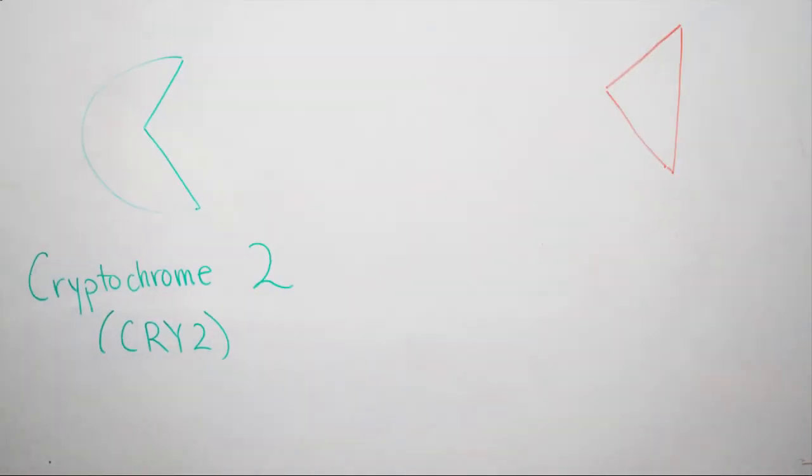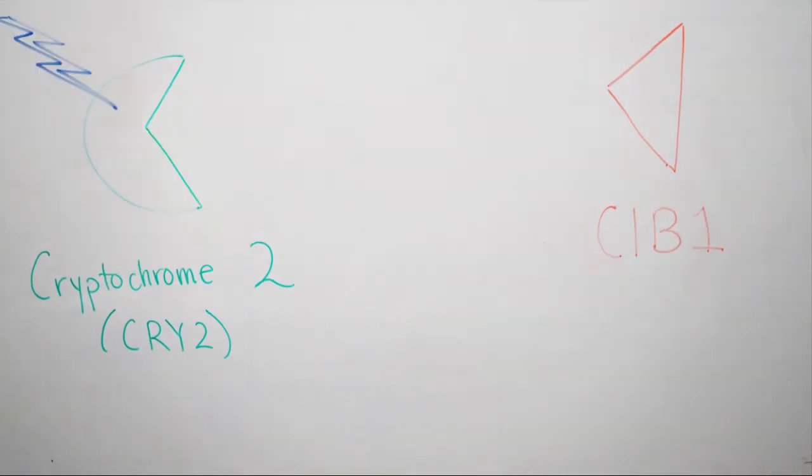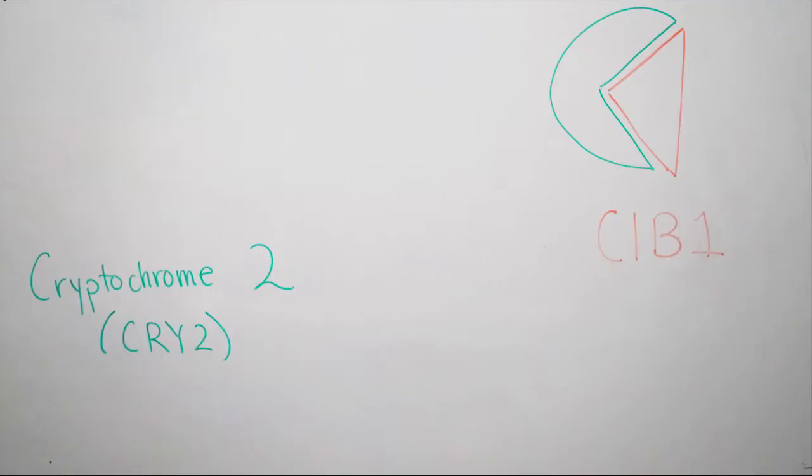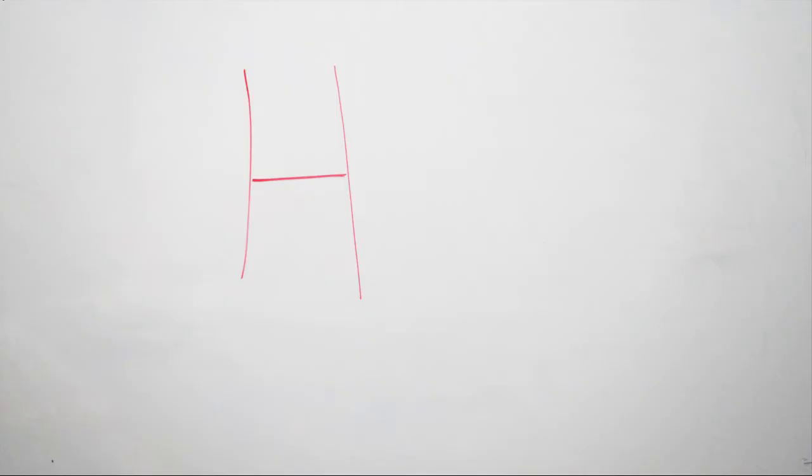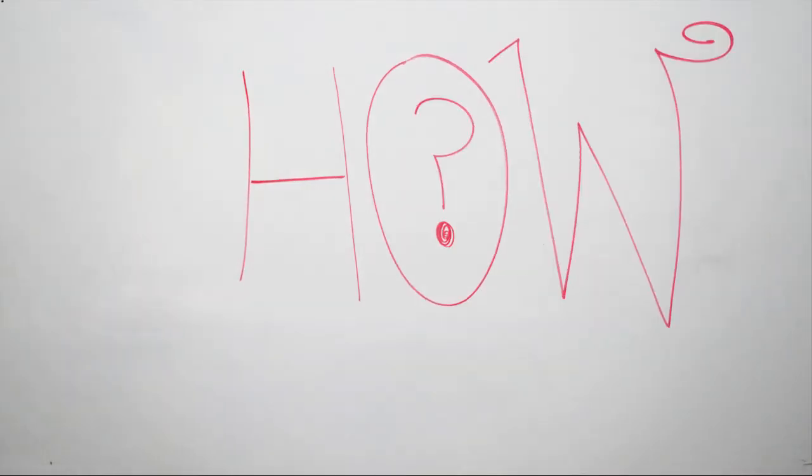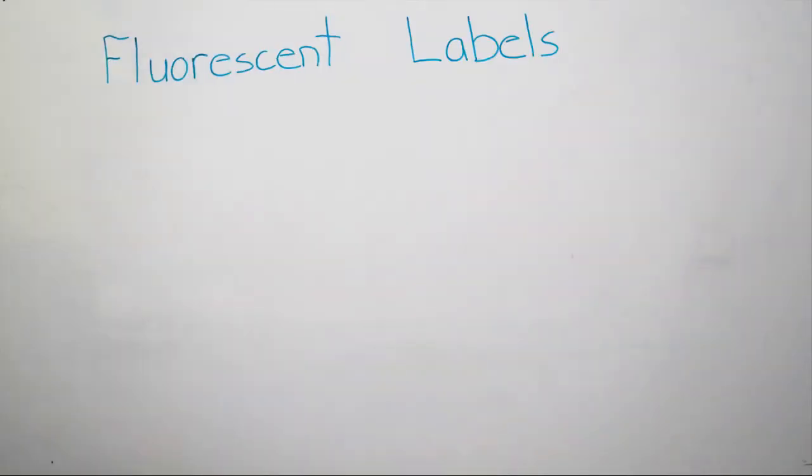The other protein that this experiment investigated is called CHEM1810, and this is a protein that Cry2 binds to when it's activated by light. So this means that blue light means movement, right? But how could we be sure that this movement occurs? And how could we visualize this movement of Cry2 to CHEM1810? Thanks to fluorescent labels, we can.